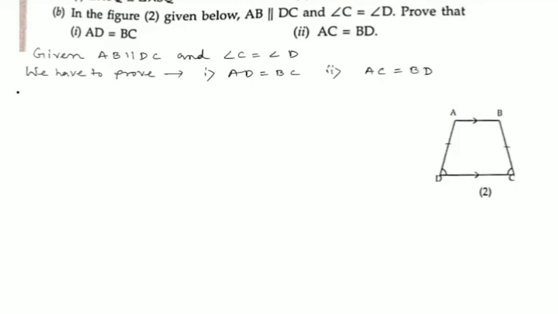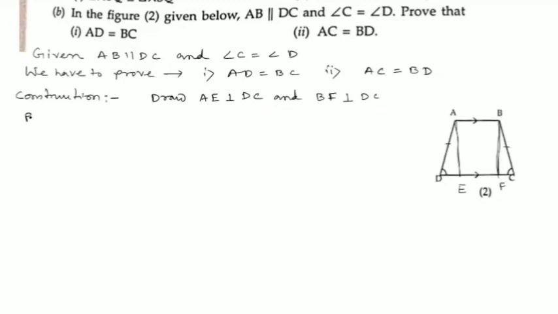For that purpose I make a construction. So construction: here I draw a perpendicular from A upon DC, that is called AE, and another from B upon DC, this is called F. So the construction is draw AE perpendicular upon DC and BF perpendicular upon DC.